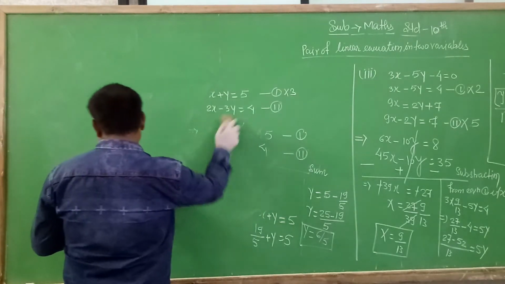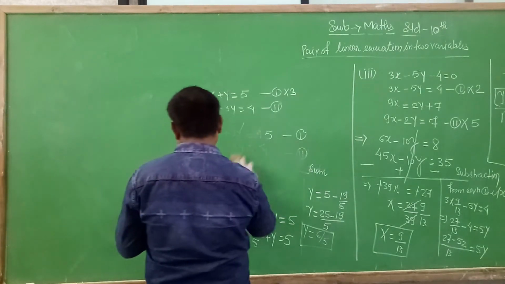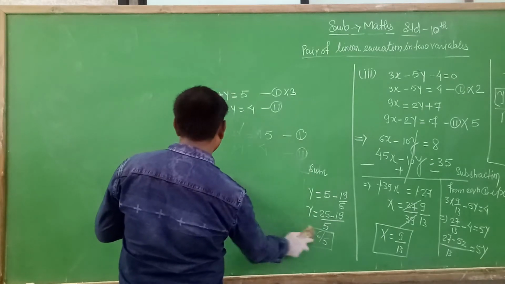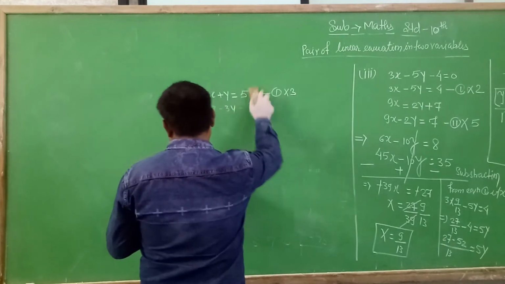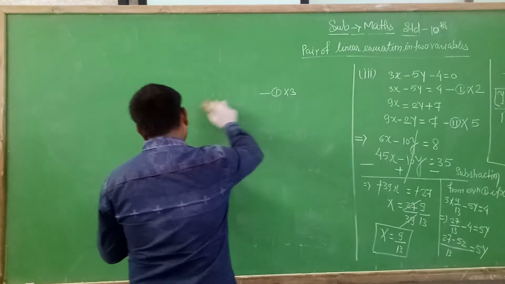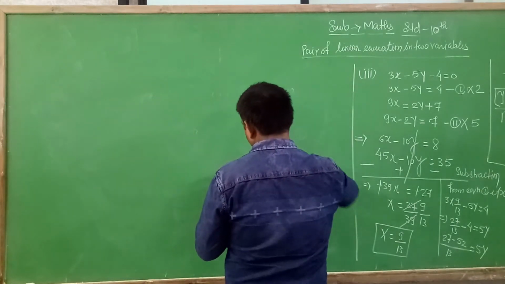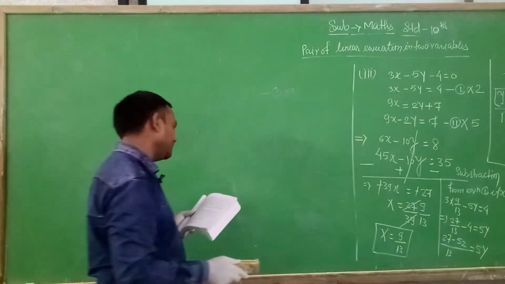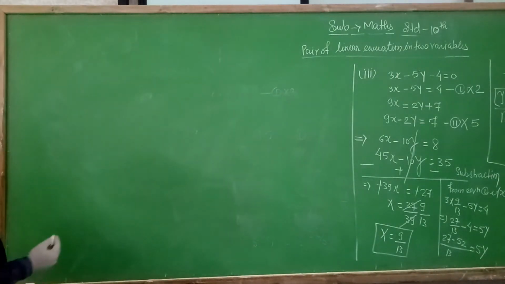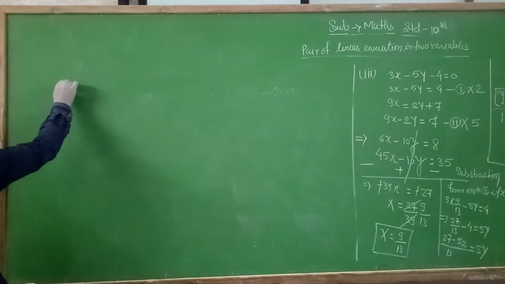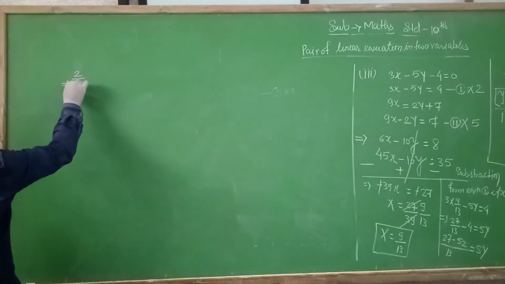I read the question. 5 years ago, Nuri was thrice as old as Sonu. 10 years later, Nuri will be twice as old as Sonu. How old are Nuri and Sonu? So, if the ages are not given, this is question number 2 of exercise 2.